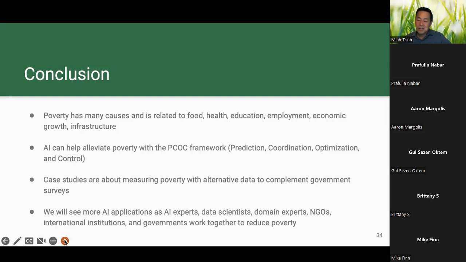But I believe, and that's one reason why I wrote this book, that as more people learn from each other, with AI people learning from social scientists and domain experts learning from machine learning and AI experts, there will be more collaboration and more fruitful work done together. Next slide, please. The last one, I think.